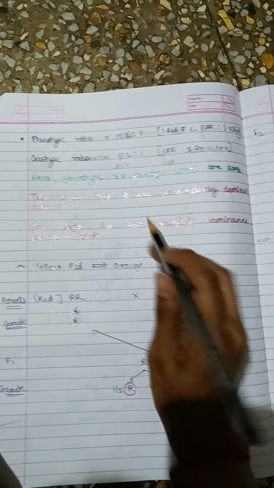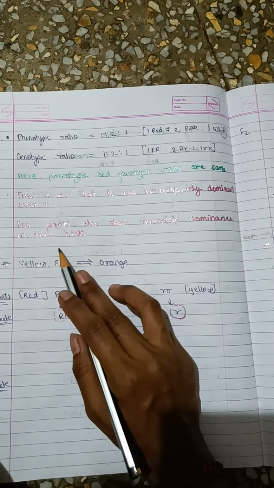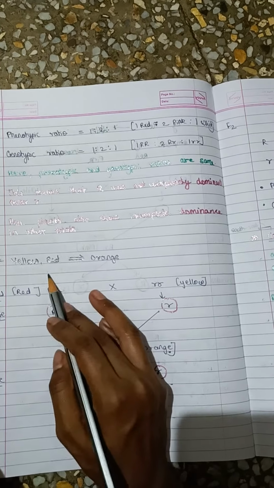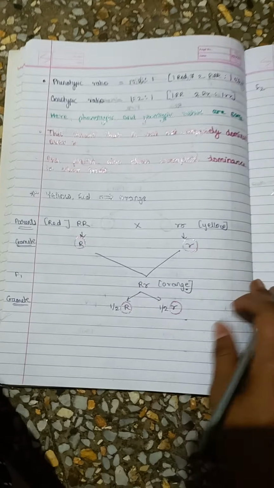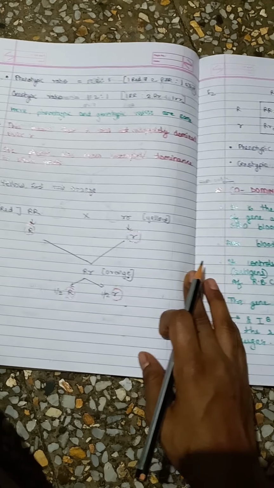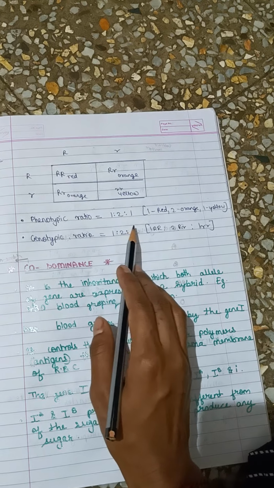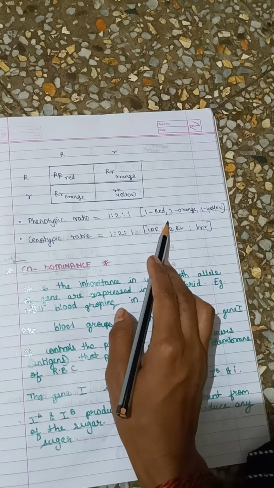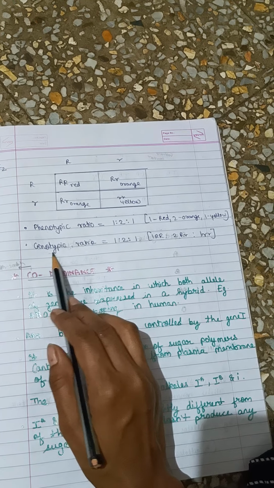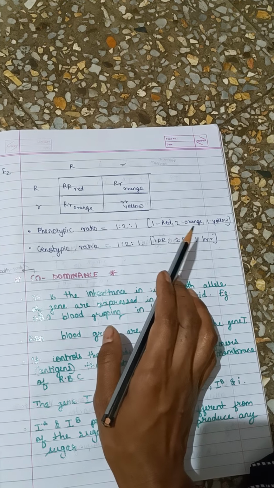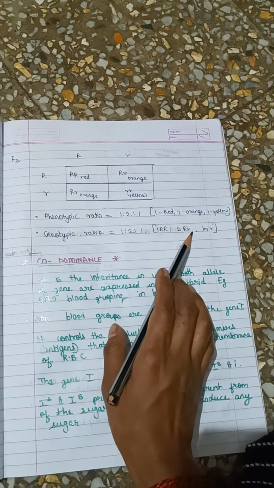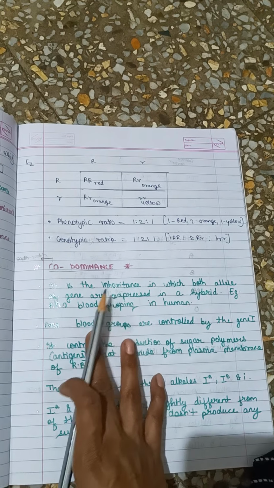Pea plants also show incomplete dominance in other traits. Then yellow and red color make orange. Here is the cross. Then phenotypic ratio comes to 1:2:1, that is 1 is red, 2 is orange, and 1 is yellow. Then genotypic ratio is 1:2:1, 1 is capital R, capital R, 2 is capital R, small r, and 1 is small r, small r.